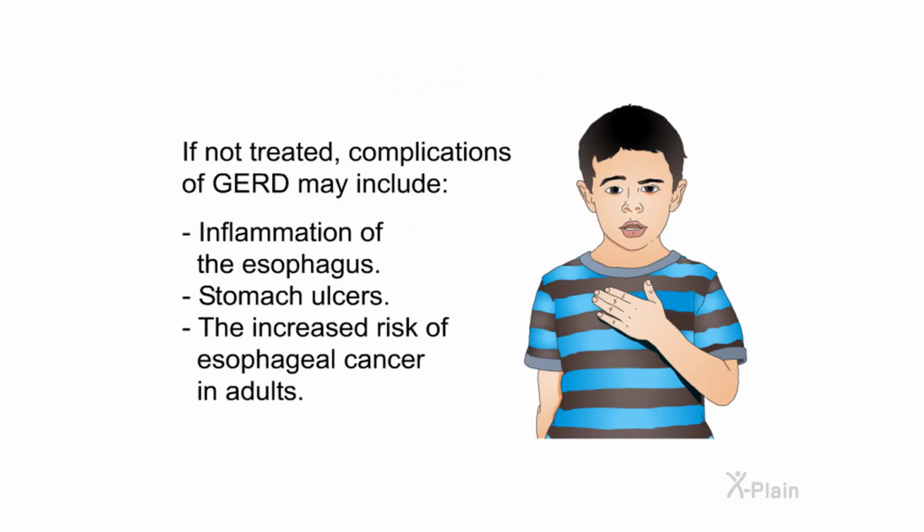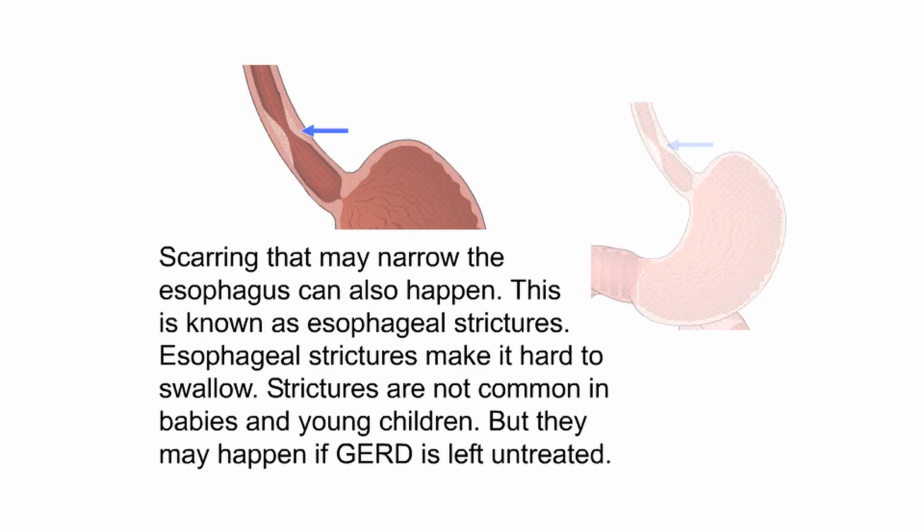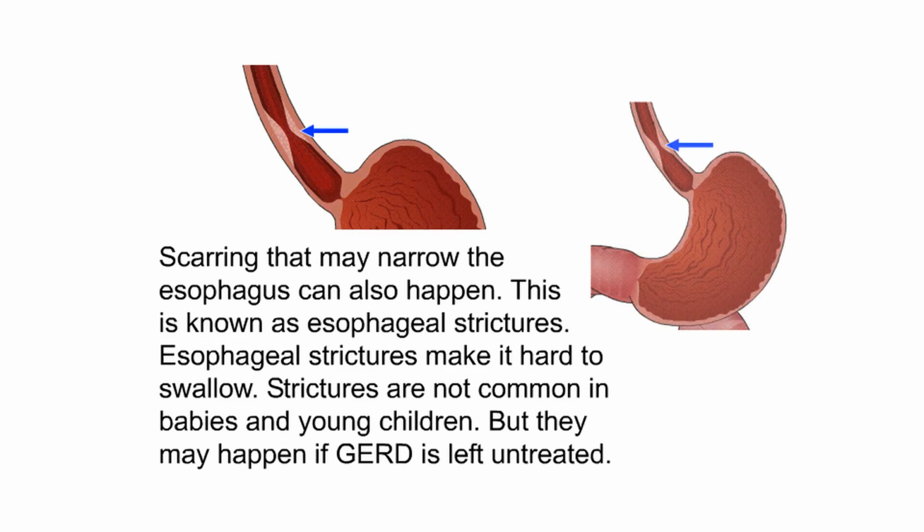Complications. If not treated, complications of GERD may include inflammation of the esophagus, stomach ulcers, and the increased risk of esophageal cancer in adults. Scarring that may narrow the esophagus can also happen. This is known as esophageal strictures. Esophageal strictures make it hard to swallow. Strictures are not common in babies and young children, but they may happen if GERD is left untreated.